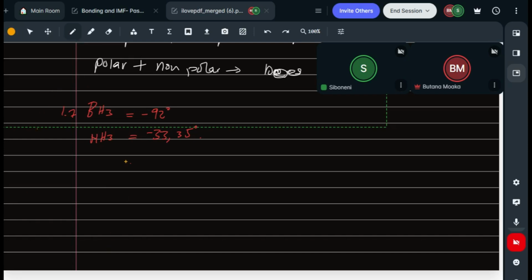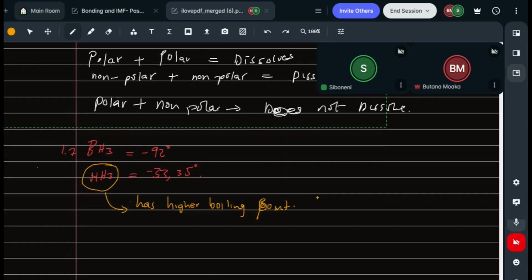Ammonia. Exactly. So the ammonia has stronger bonds, because hydrogen bonds are stronger and London forces are not as strong. Say that again. The ammonia has a higher boiling point because it has hydrogen bonding, and hydrogen bonds are stronger than the London forces, so that's why the boiling point is higher. Exactly. Wow.